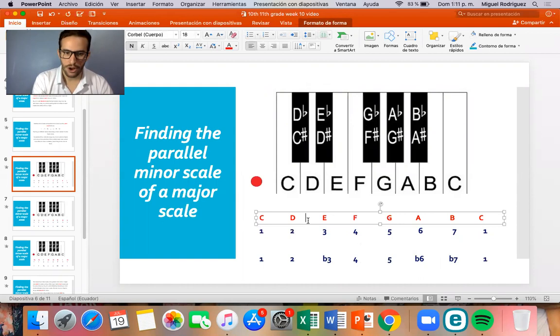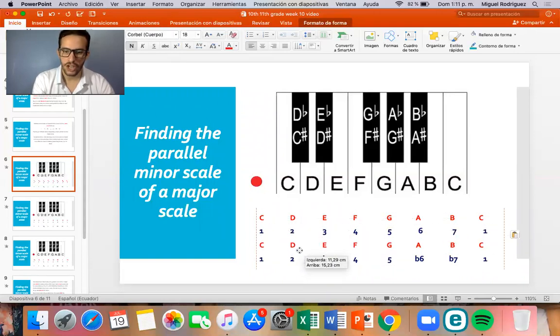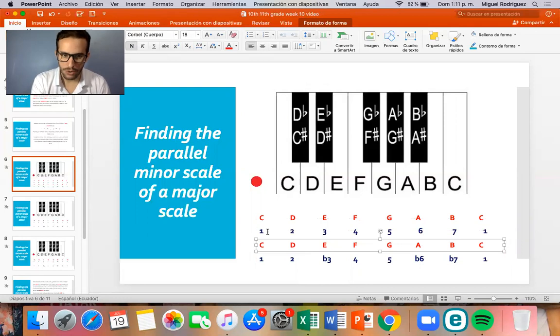So let me just copy these exact same notes, and let me put them here so we can then change the notes. So we go one by one. The 1 will not change, okay? It will never change. Then the 2, okay? Since both of them have the same number 2, no flat 2 or sharp 2, the note has to be the same in both scales, D and D.